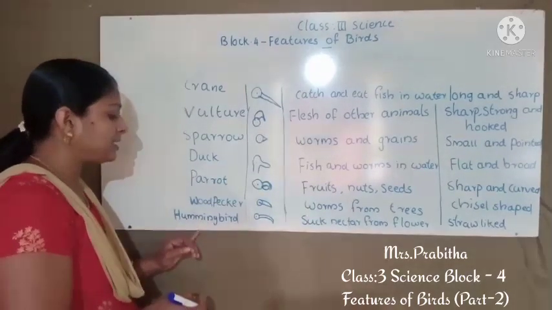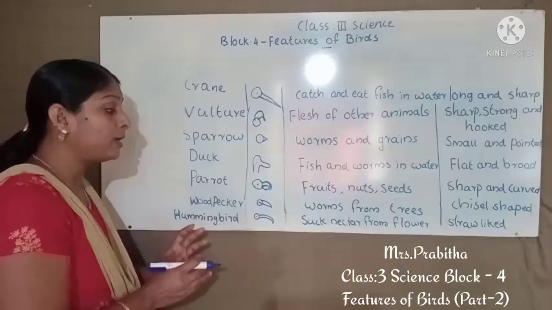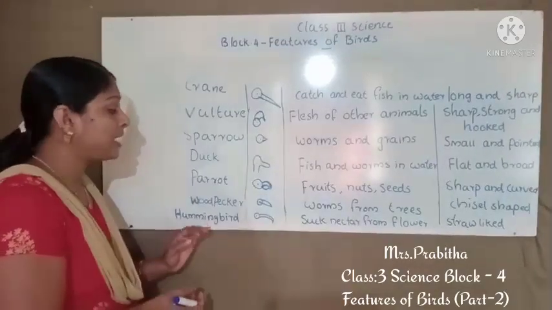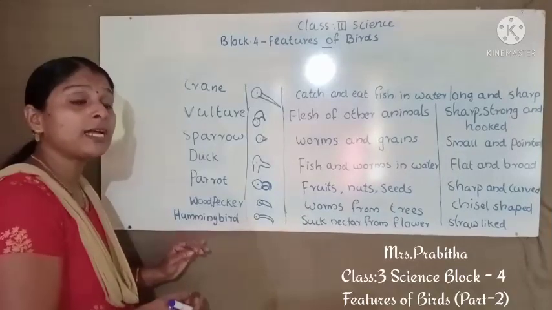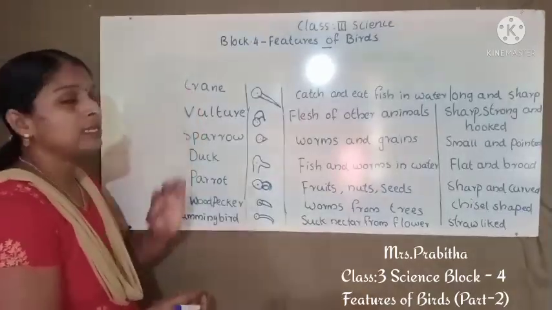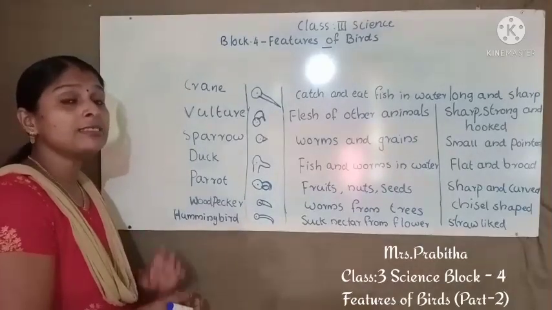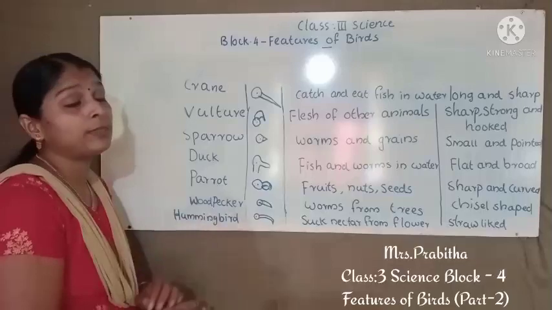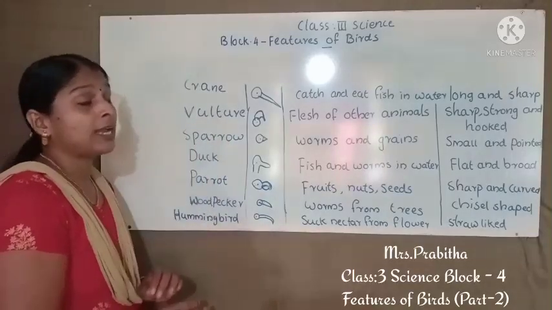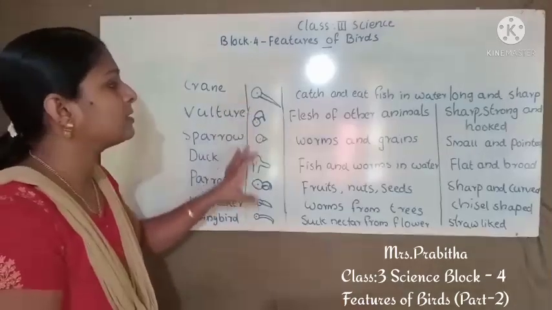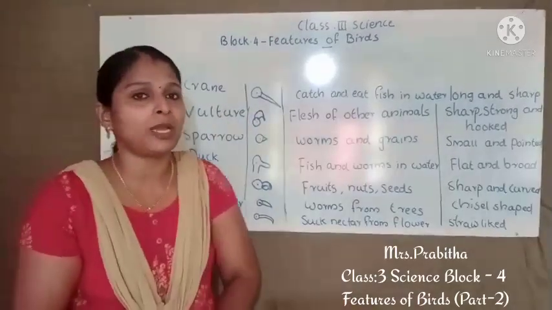Okay. Next it is hummingbird. Hummingbird has long and straw-like beak. This kind of beak helps the bird to suck nectar from the flower. Then last one it is crane. Crane has long and sharp beak. This kind of beak helps the bird to catch and eat fish in water. Okay, so these are the birds and their beaks we have to study.